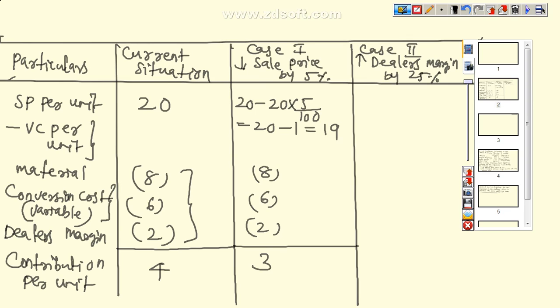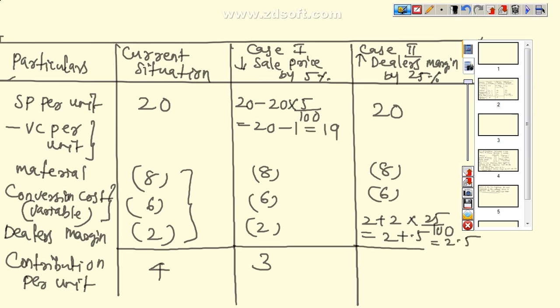Now case 2, increase dealer's margin by 25%. Selling price remains constant, 20. Material 8. Conversion cost 6. We have to increase the dealer's margin, that is 2 plus 2 into 25 upon 100, that is equal to 2 plus 0.5, that is equal to 2.5. Now contribution is equal to 8 plus 6 plus 2.5 is 16.5. 20 minus 16.5 is equal to 3.5.